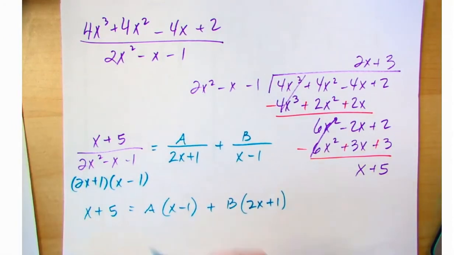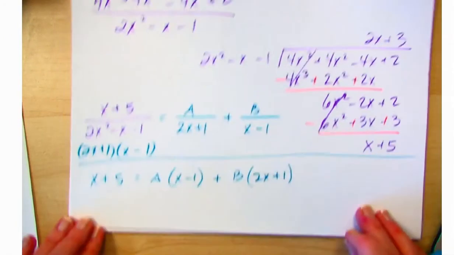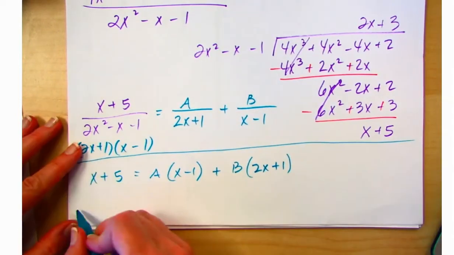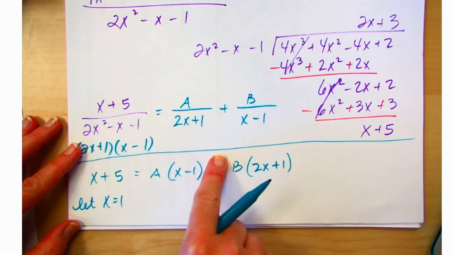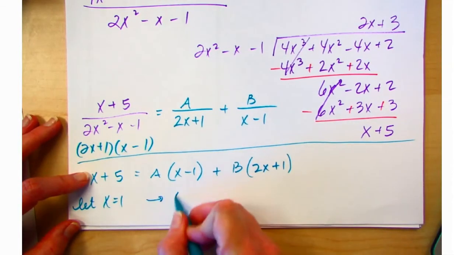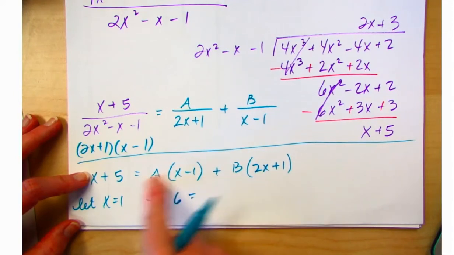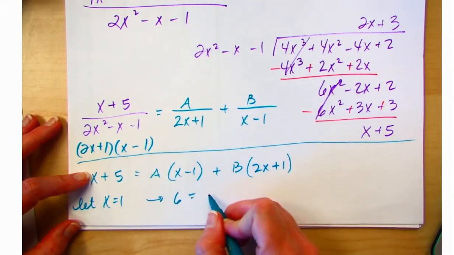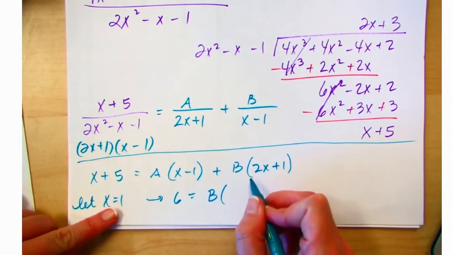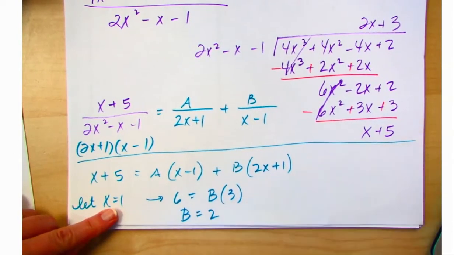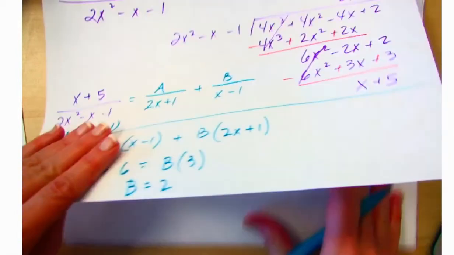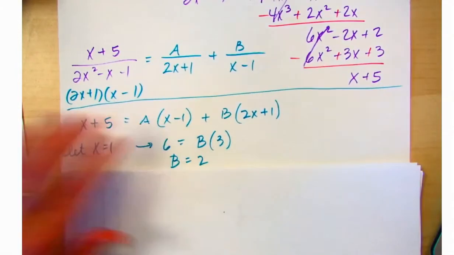So if this is now our equation that we have to work with, let x be 1. If x is 1, it's going to cancel out that whole part of the problem. So 1 plus 5 is 6. 1 minus 1 is 0. Goodbye, a term. And then b times 2 times 1 is 2. We get 3. B is 2. We get b is 2 very quickly by using substitution there.